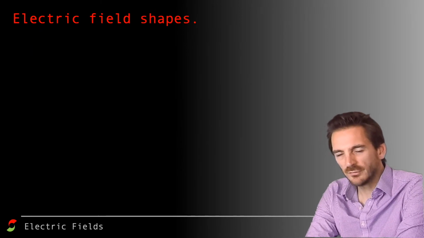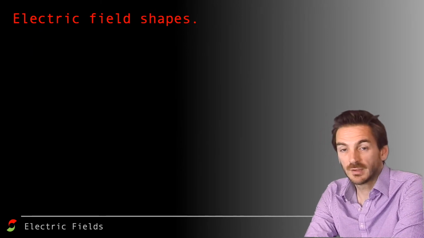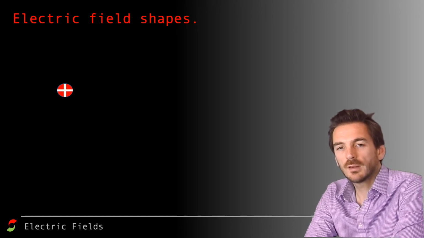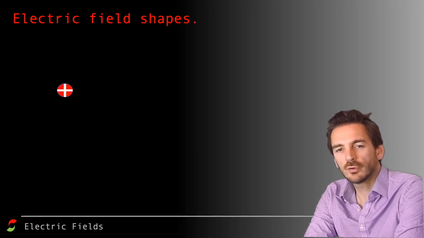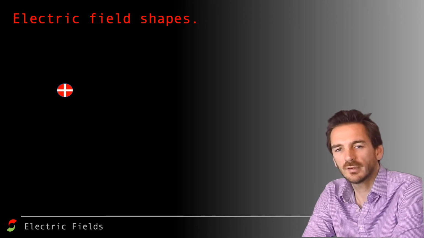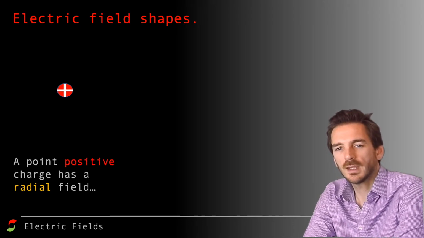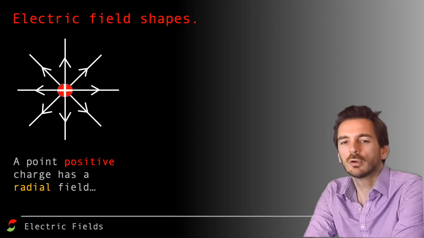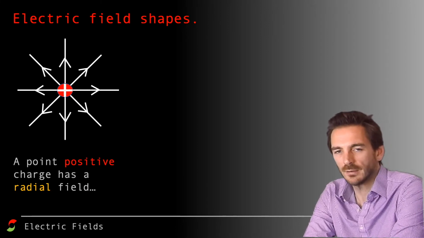Okay, so let's have a look at some electric field shapes. I'm going to start off with a positive charge. This is called a point positive charge. So it's an isolated charge, it's a point, it's positively charged, and we draw in the electric field lines, and they look like this. This is a radial field.